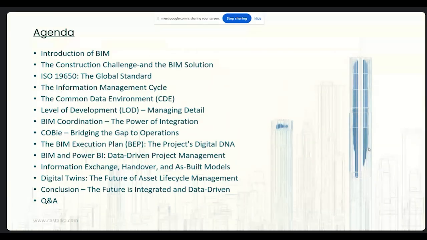Then let's talk about the LOD concept. I hope you people are aware about this LOD, or might be a few terminologies I have mentioned in the presentation, like BEP and all. You might be aware about it, but in today's session we are majorly focusing to go much more into the details.